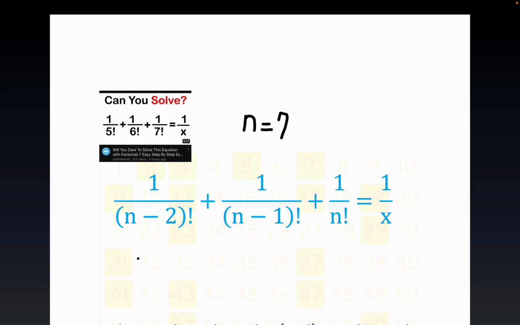And also you can rewrite n factorial in the following way. n factorial is equal to n minus 2 factorial times n minus 1. Now this is just a useful thing to write down as far as combining this fraction into a single fraction.